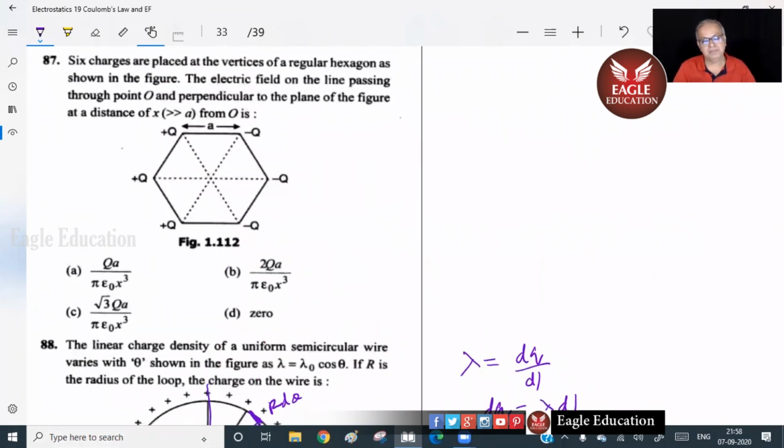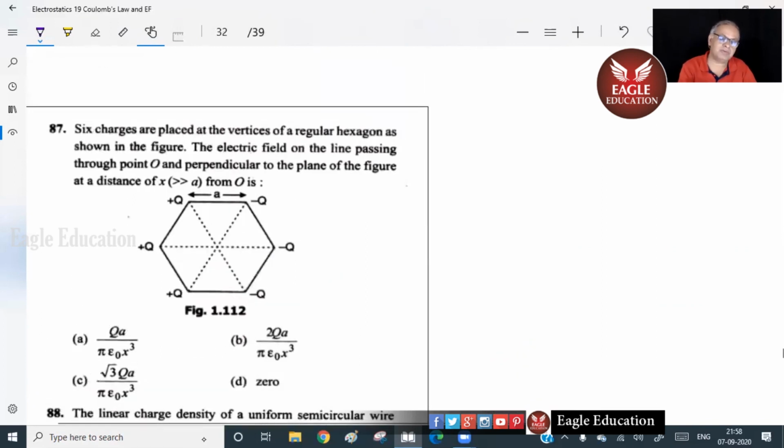Come on. Not much I need to tell. Six charges are placed at the vertices of a regular hexagon as shown in the figure. The electric field on the line passing through point O and perpendicular to the plane of the figure. That means somewhere here, above, not here. Do you follow? Not here. You understand where it is? Like that, at the top. Do you follow? Hello? Yes, sir. So you need to do that.